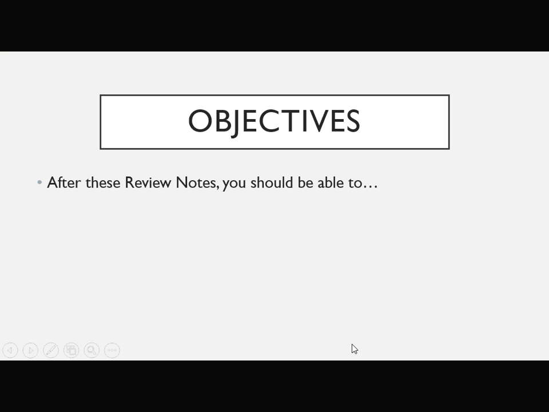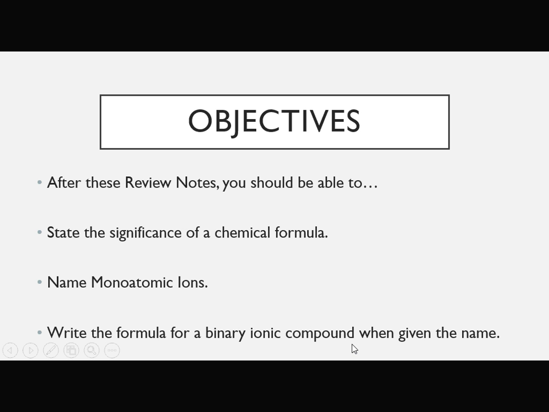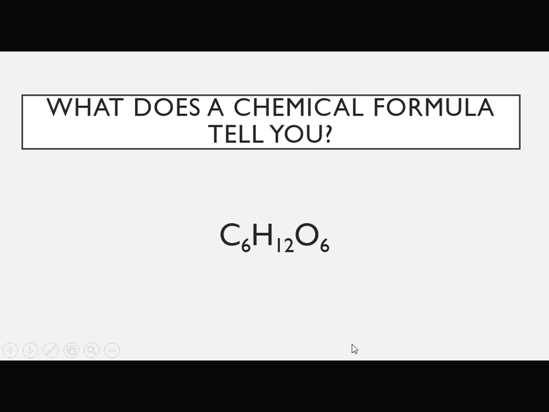Okay, like I said, our objectives. After we do these review notes, you should be able to state the significance of a formula. You should be able to name some monoatomic ions. I told you to take out your ion sheets. We'll be using those coming up here. And finally, to write the formula for binary ionic compounds.